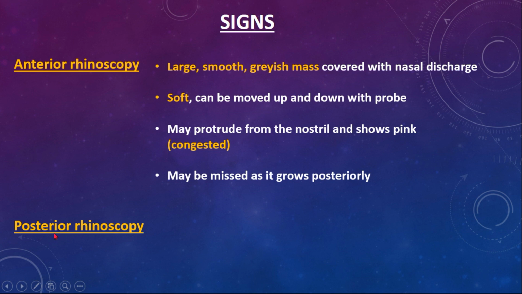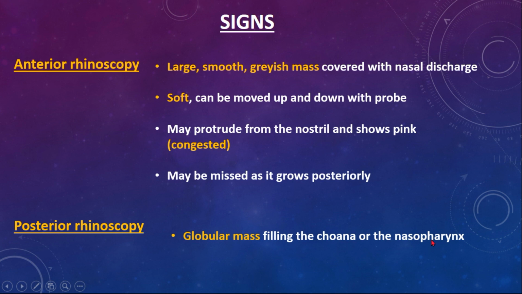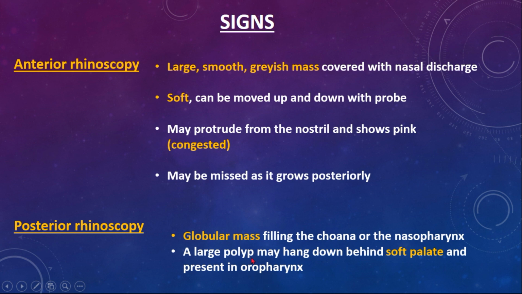And the second one is the posterior rhinoscopy. Globular mass filling the choana or the nasopharynx. If we do the posterior rhinoscopy with the rhinoscopy mirror, we can see the mass filling the choana or nasopharynx. A large polyp may hang down behind the soft palate and present in the oropharynx. If it becomes so extensive and enlarged, it hangs down into the oropharynx. So we can see it just by asking the patient to open his or her mouth.